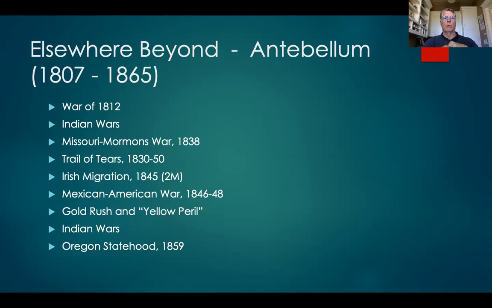Missouri Mormon War in 1838. They were kicked out of Ohio. In fact, they were by law told you have to move out of Ohio, and if you don't, we will forcibly remove you and we will take your house. And that happened.